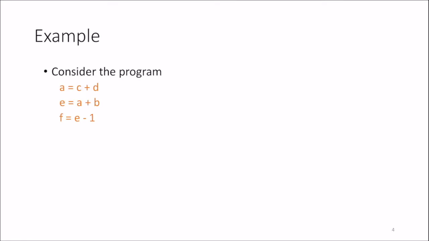So let's take an example. Let's see this set of 3 assignment instructions. You have a equals c plus d, e equals a plus b, and f equals e minus 1. Let's assume that a and e are not used anywhere else later on in the code.